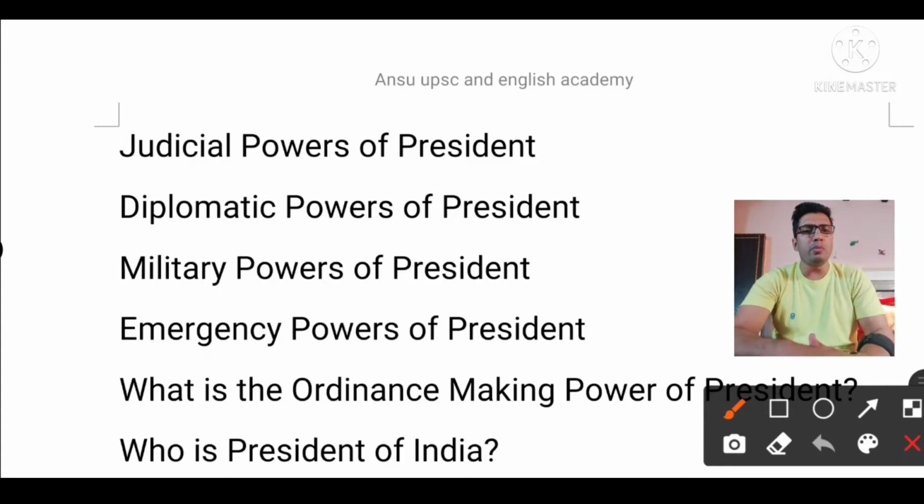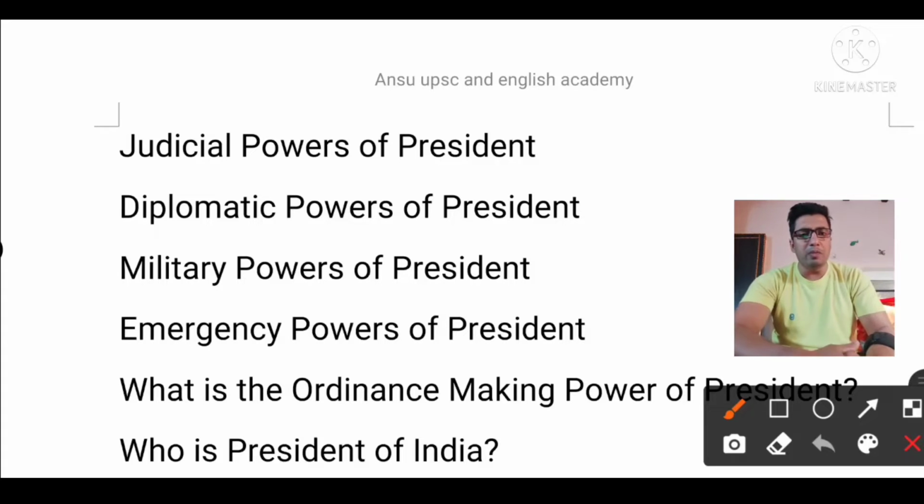If I talk about the military power, he is the supreme commander of all the forces, but he has to act on the aid and advice of the Council of Ministers headed by the Prime Minister regarding peace maintenance in the country or declaring war against any country. These are only mere rubber stamp work of the president.